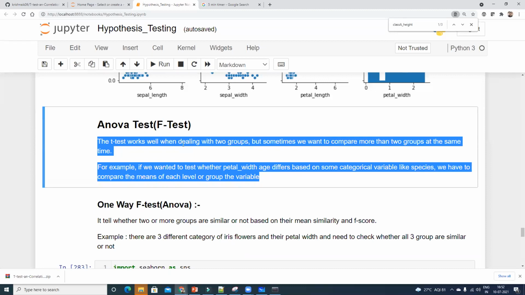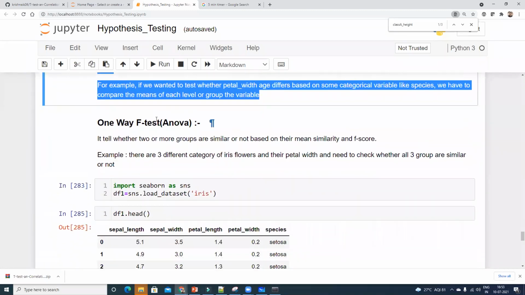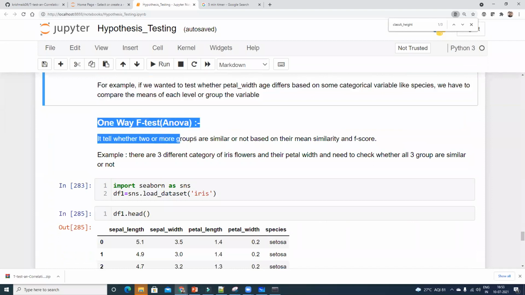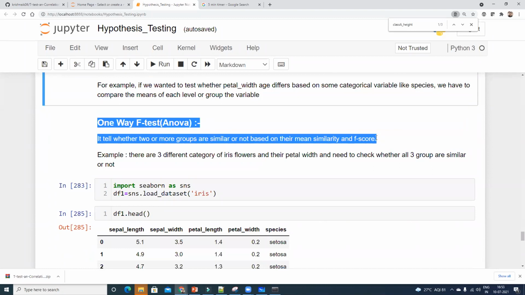Right now, we have mostly done with respect to two groups, right? What if a numerical and a categorical feature need to be compared? Like what if a numerical feature along with a categorical variable like species needs to be compared? So there are various kinds of examples, and one example is the one-way F test. It tells whether two or more groups are similar or not based on their mean similarity and F score.